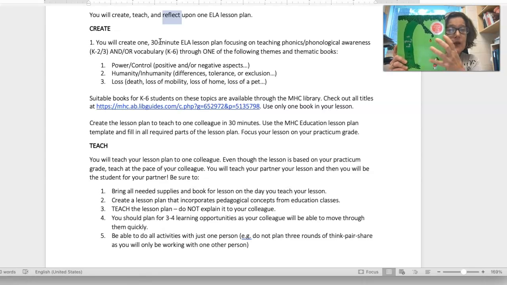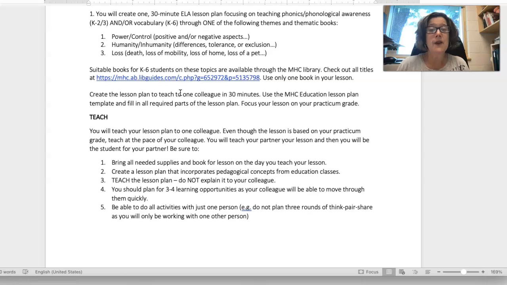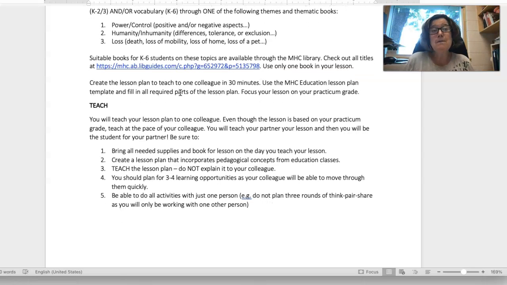So I want you to focus your lesson on a great book. Suitable books for K-6 students on these topics are available through the MHC library. They have done an amazing job of pulling titles that are at the MHC library in the children's literature section. So you don't have to go anywhere else, you just have to tootle on down to the library. Check out all the titles at these library guides. Use only one book in your lesson. Don't try to bring in multiple books, just focus on one.